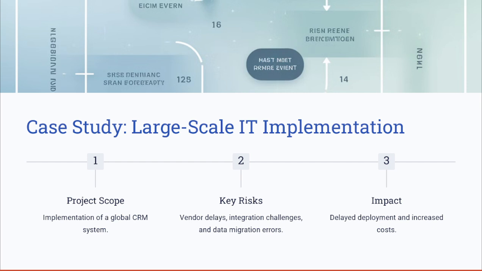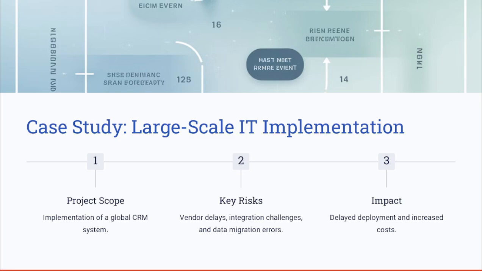So these risks had the potential to derail the project timelines and inflate costs, highlighting the need for a proactive risk management approach. Here we have identified the project scope, implementing a global CRM system, and we identified the risks: the vendor delays, the integration challenges, and data migration. We have assessed the impact in terms of delayed deployment and increased costs.